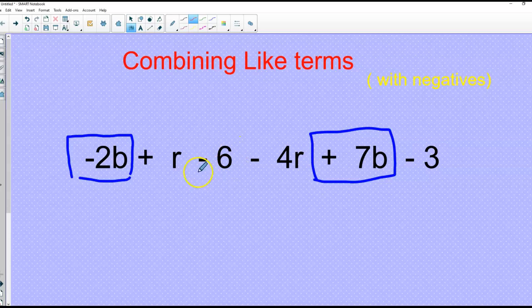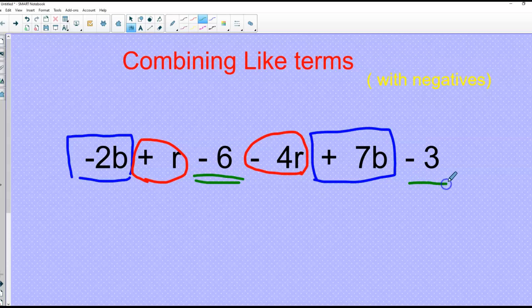Okay, I also see some r's, so I am going to circle the r and the sign to the left, so plus an r, and this one says minus 4r, or negative 4r. And then lastly, I see some constants. So I am just going to underline them and include the sign to the left. Okay, now we're ready to combine.